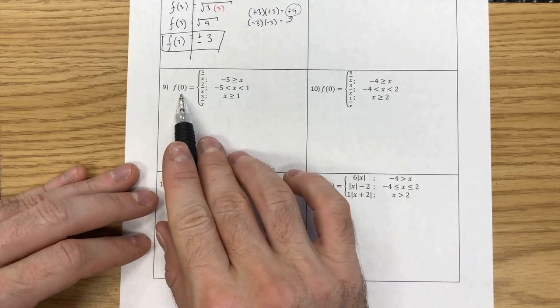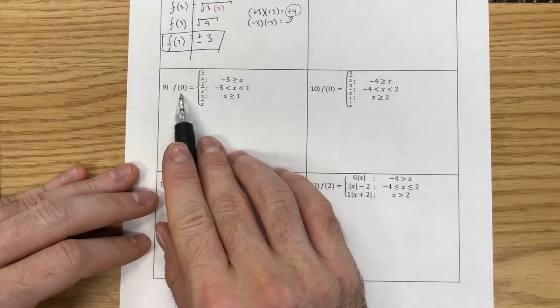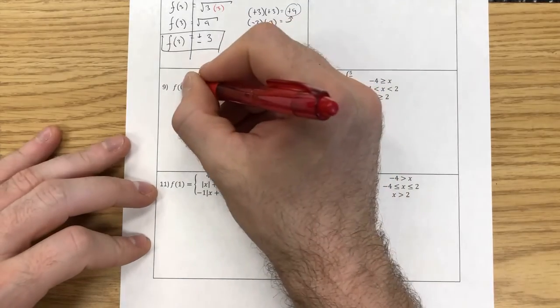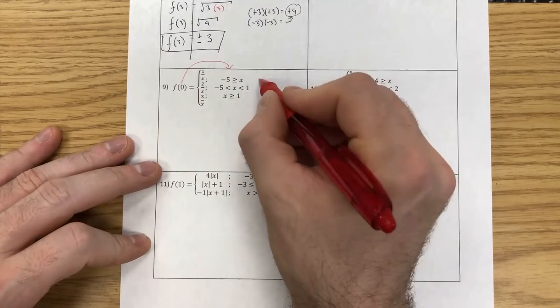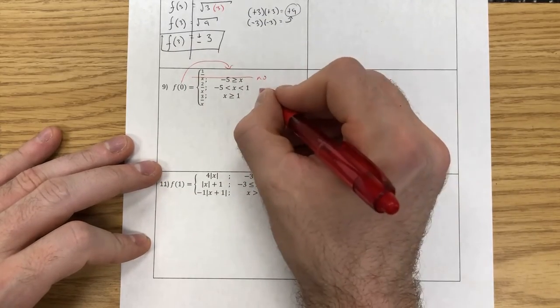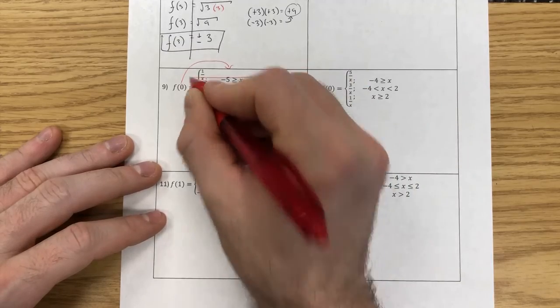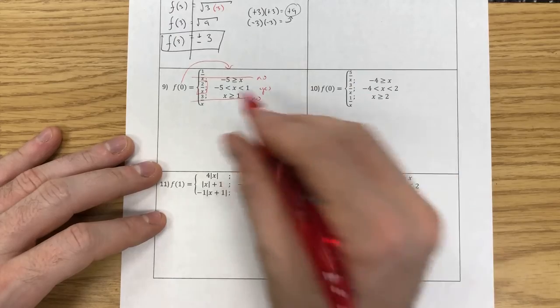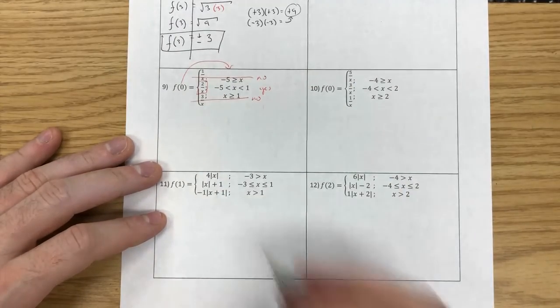So let's go ahead and take a look at this. So f of 0. I check my domain. 0 is not less than negative 5. 0 is between these two. And 0 is not greater than 1. I'm going to plug in my 0.